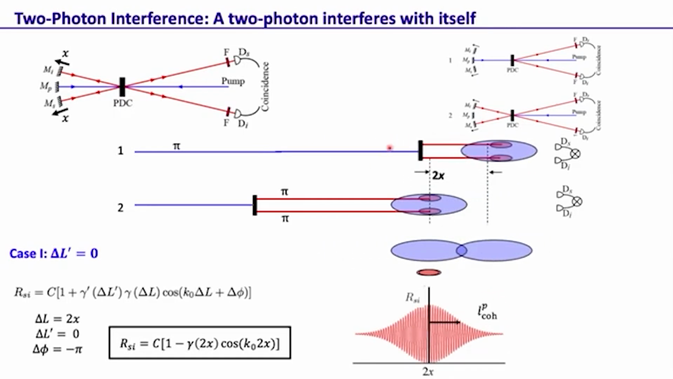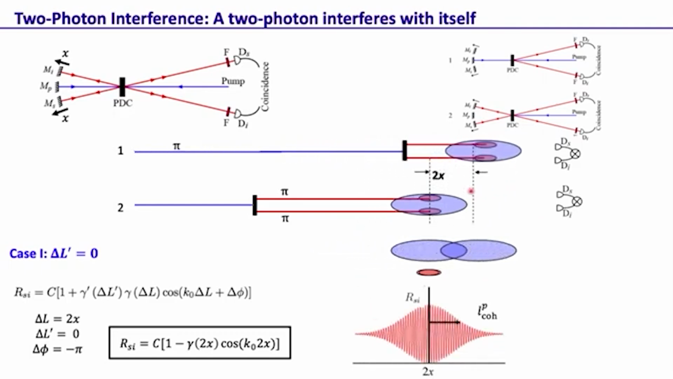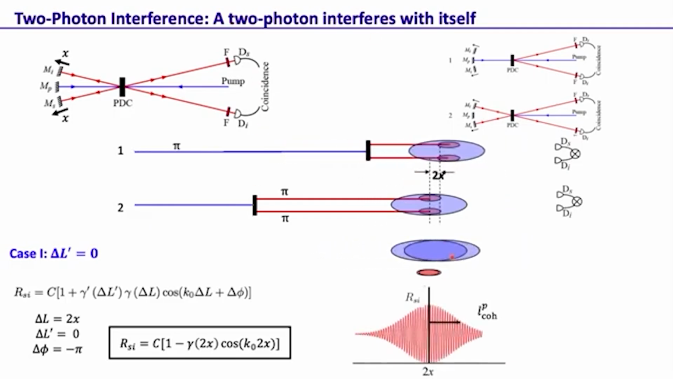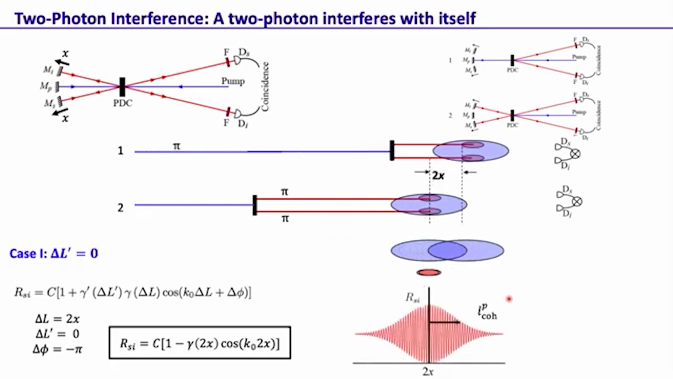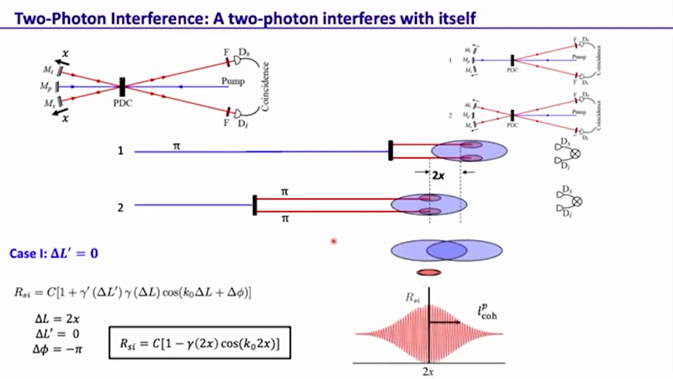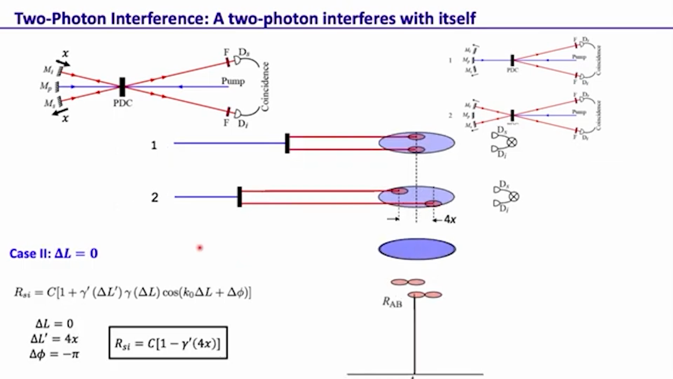So this is pretty much the same intuition that we have for one-photon interference, and in this sense we say that a two-photon interferes with itself. The only difference from one-photon is that in one-photon we have one coherence condition, but now we have two separate coherence conditions. Let's look at another experimental situation where we have delta L as 0.